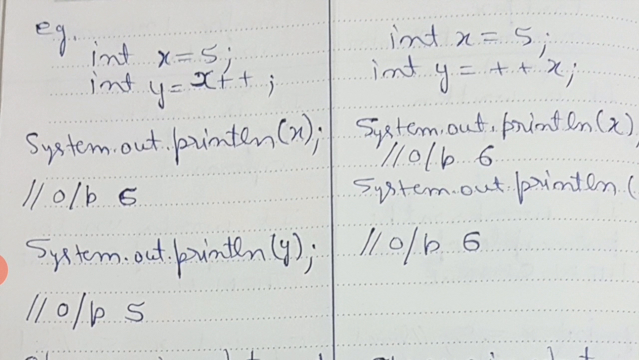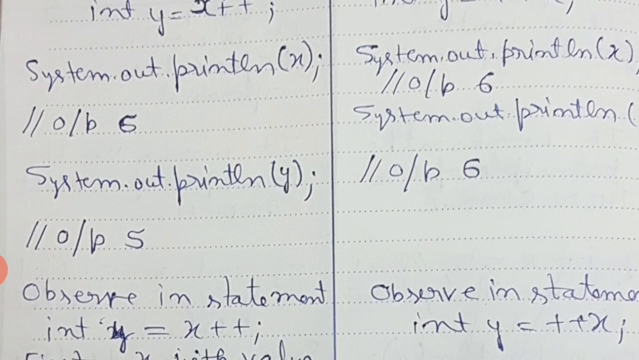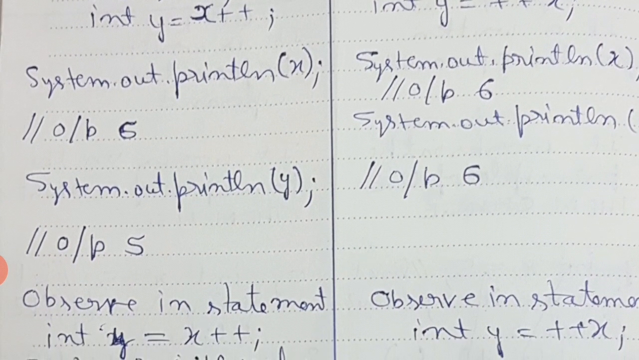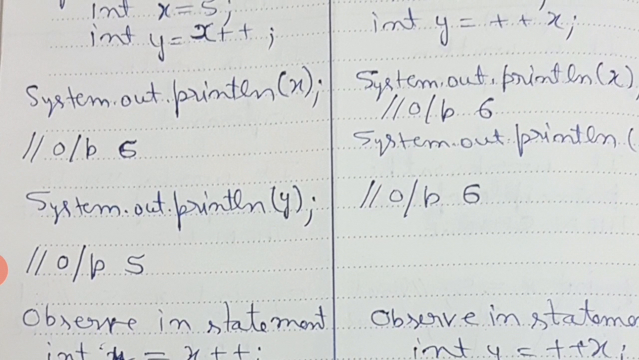But when we look at the second statement, System.out.println y, that will give the output 5. Why? Because if you look at this line, int y equal to x plus plus, here first x is being assigned. So that means x has been used first and then it will be increased. So the value of x will be given to y first and then it will be incremented.